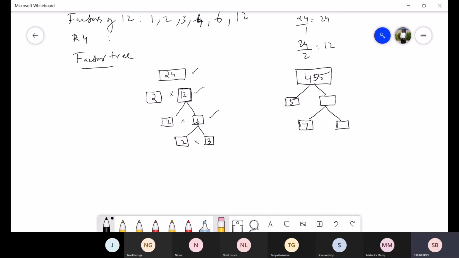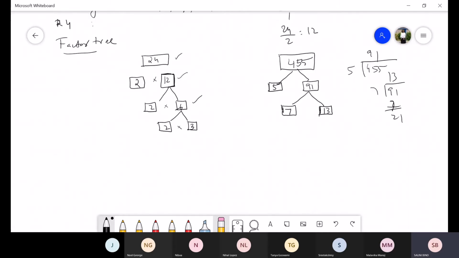Now tell me, 455 divided by 5. If I divide 455 by 5, what will you get? It will be 91. 455 divided by 5 will give you 91. Okay, then I have given you 7 in the box. So that means 91 by 7. So it will be 13. Done. No need to divide again, because when you divide by 13 again you will get 1 only. So you can stop over there.